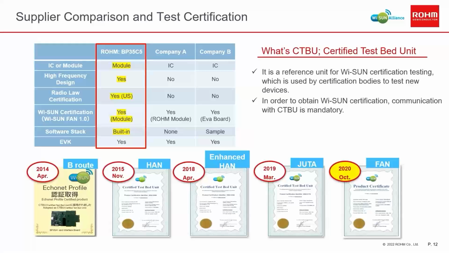When we look at Wi-Fi semiconductor suppliers, we are happy to share that our solution is really one of a kind. The main item being our module is drop-in capable and easy to use because of the complete high-frequency design, radio law certification, and embedded software stack. In addition, the BP35C5 module has the Wi-Fi Alliance certification, and it has been adopted as the testbed unit for the Wi-Fi Alliance to test new devices.